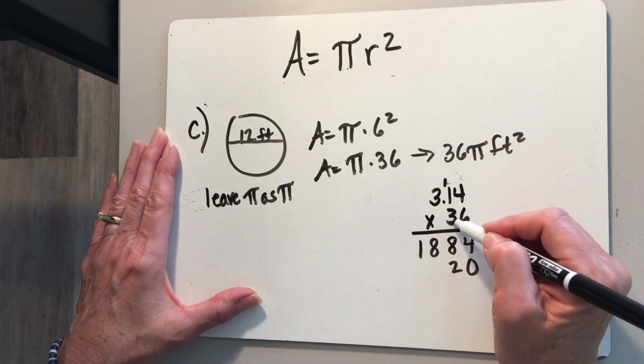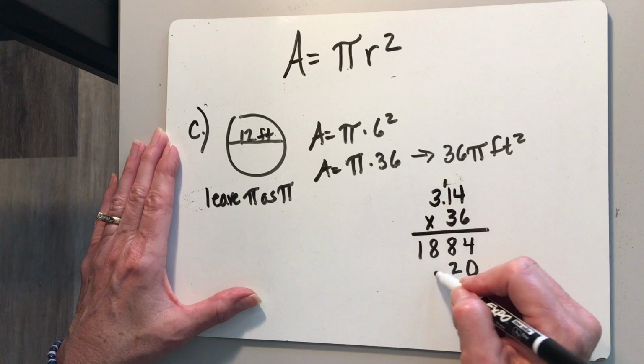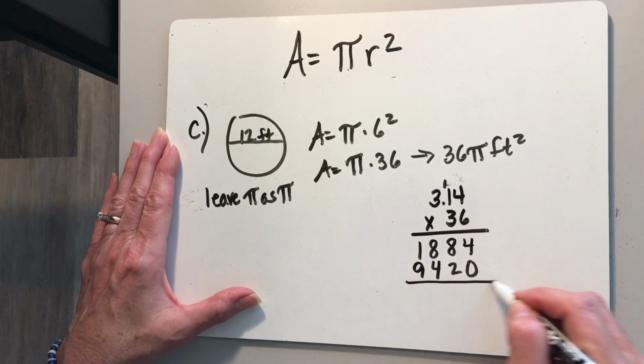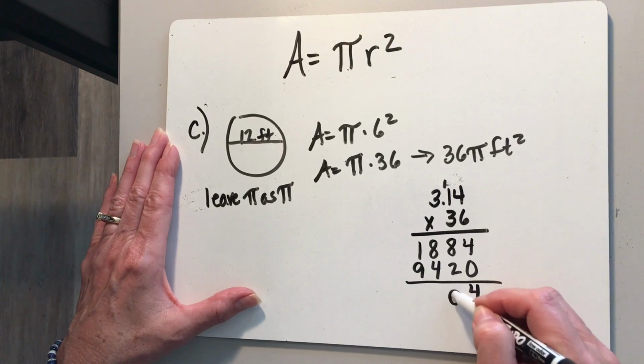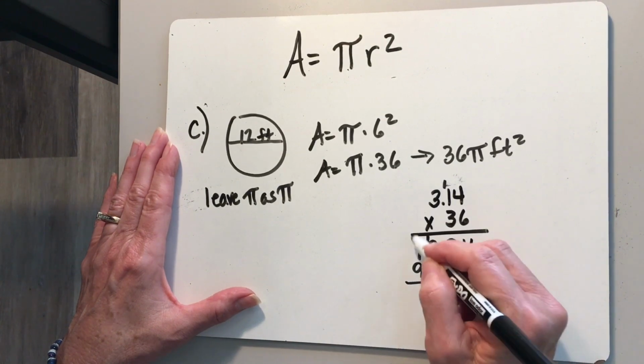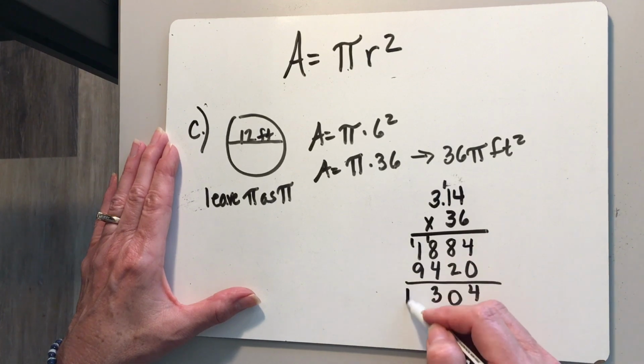3 times 1 is 3, plus 1 is 4. 3 times 3 is 9. So we're going to add all this up. 8 plus 4 is 12, plus 1 is 13, 10, 11.